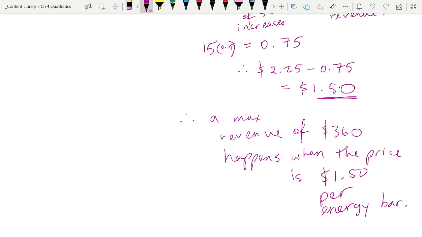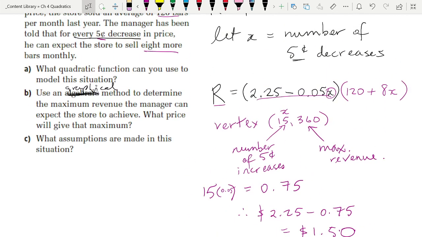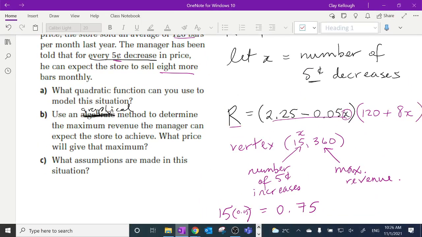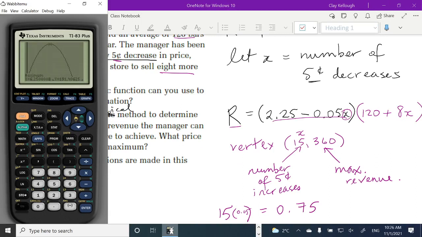Maybe just before we leave this one example, I did it with Desmos. Let me show you one more time how to do this. You can enter it just like this on the graphing calculator as well. So let's go back to the graphing calculator. Go back, turn it on. Go to the plot list, erase what's there. Type it in exactly the way it looks on the screen. 2.25 minus 0.05x, close bracket, open the next bracket. 120 plus 8x, close that bracket.